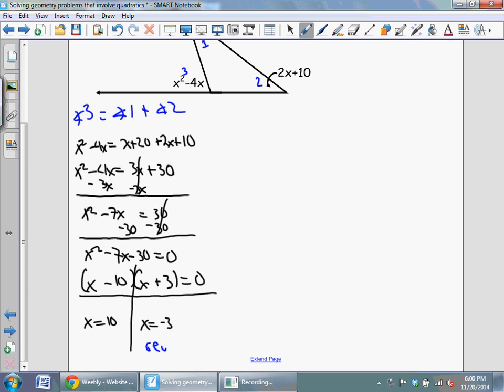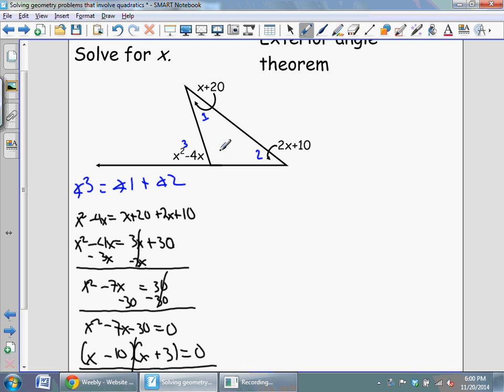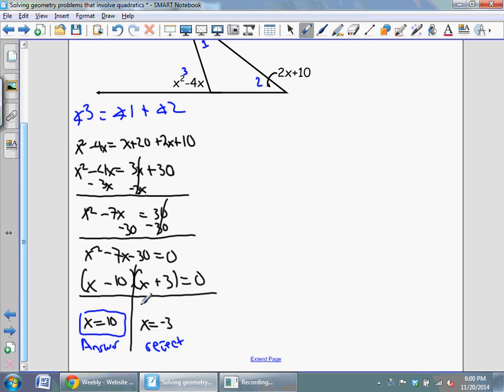You're going to reject the negative, and your answer is x equals 10. And again, the reason you reject the negative is because when you plug it into one of the angle expressions, it's going to give you a negative angle, and we can't have a negative angle. So the answer is x equals 10.